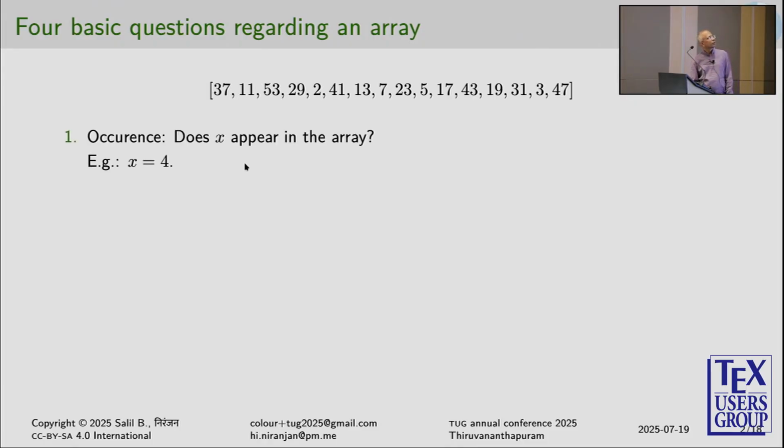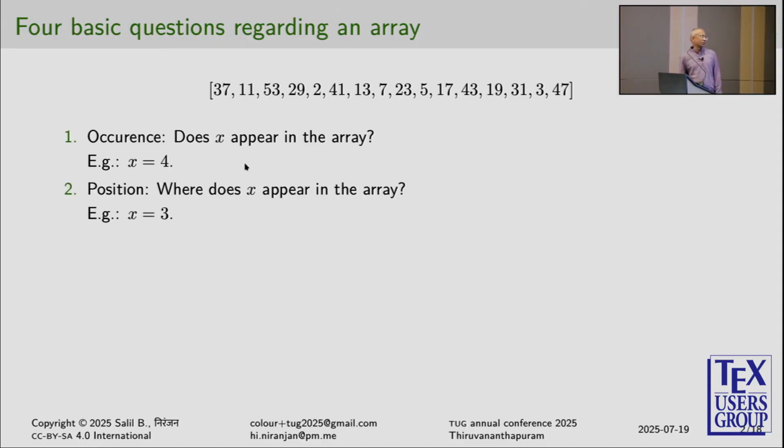First question, occurrence. Does X appear in the array? Say 4. Does it appear in the array? Anyone? Quick. No? Okay. So what did you actually do? We looked at the first element, 37. That's not 4. Next, 11. Not 4. Next. You went on till you found 4. You did not find 4. You reached the end of the array. Then you declare that 4 is not there. So you had to scan the whole array.